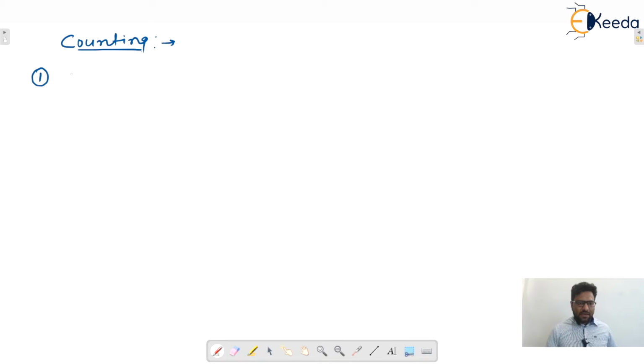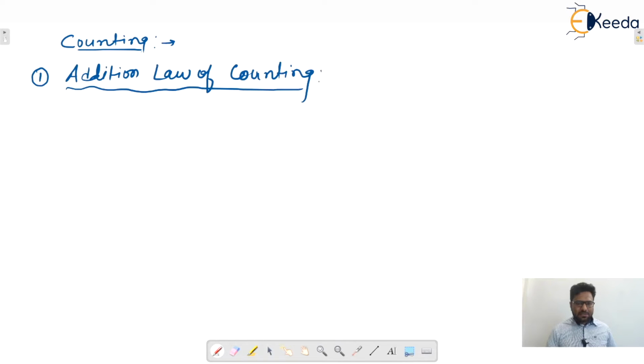The first one is the addition law of counting. What does this law say? Let's say there are two jobs, job J1 and job J2, and consider job J1 can be done in m number of ways, and job J2 can be done in n number of ways. Then the number of total combinations possible of doing job J1 or job J2 will be what? That is the addition law of counting.